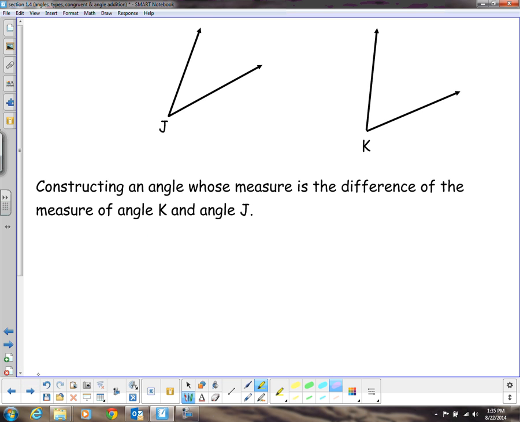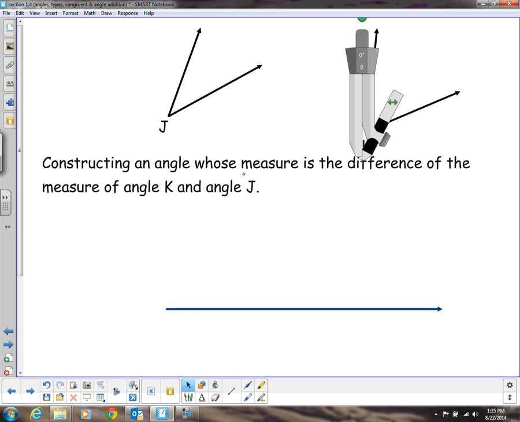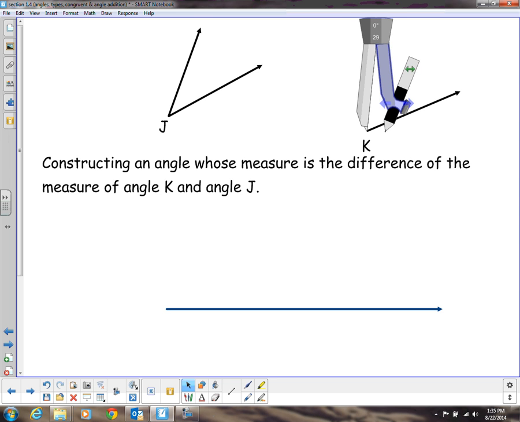All right. So now we're going to subtract an angle. We want to take the difference of K and J. Difference means I have to duplicate K, and from K I'm going to remove J. So on our new slide, I'm going to get another compass. I'm going to put the compass point on the vertex. That's where we start when we duplicate angles.